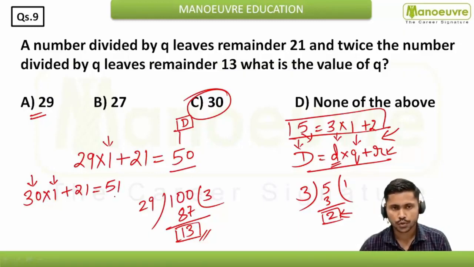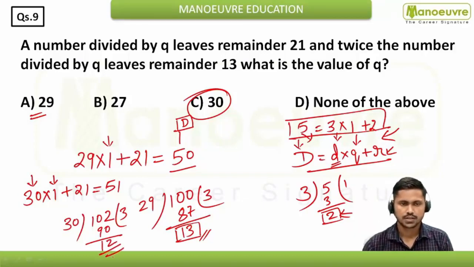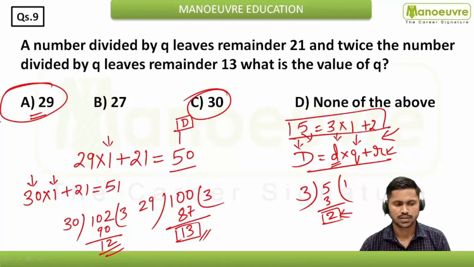What you have to do is twice of this 51, so you will get 102. Now you have to divide this 102 by 30 and you will not get 13 as your remainder, because 30 3s are 90, and the remainder is 12. So this 29 is satisfying all the conditions, so here your answer will be 29 only. Let's move ahead.